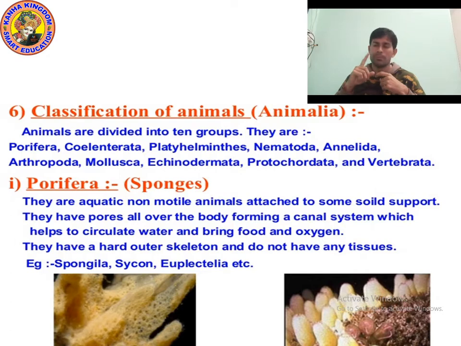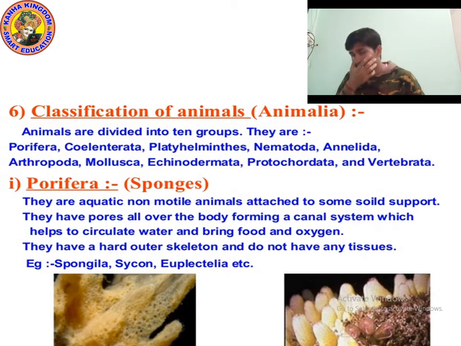And angiosperm can be divided into two parts again: monocots and dicots. Monocots, one cotyledon; dicots, two cotyledons. It's not complicated, you just need to understand. So now let's talk about the classification of animals.